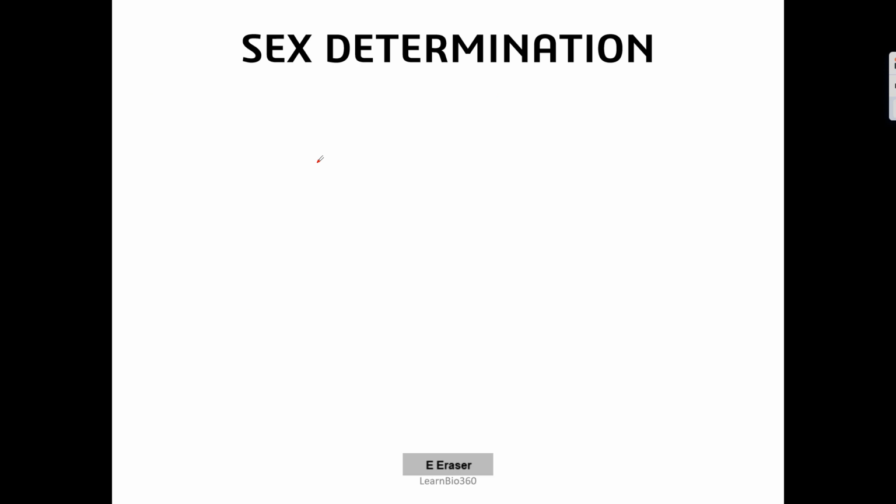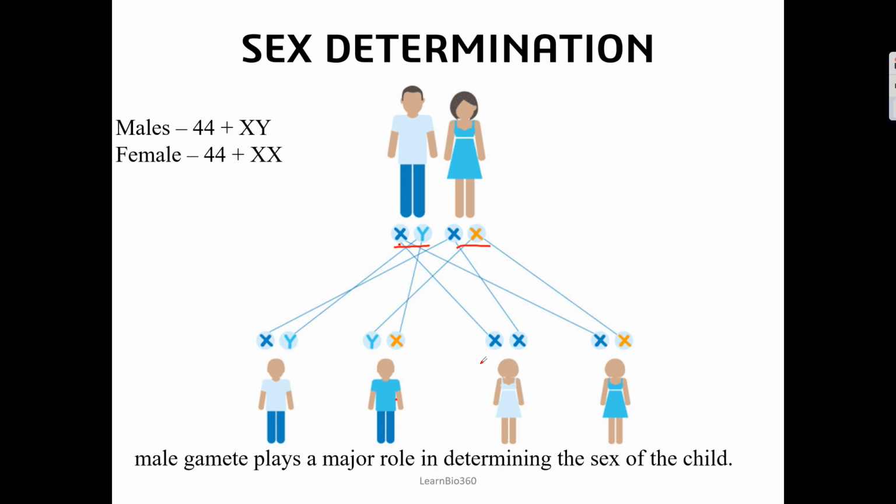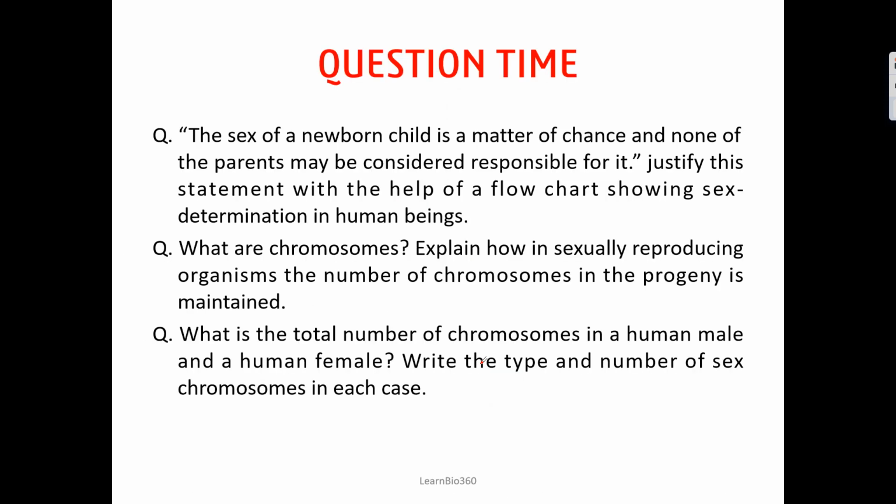So if you look at it in the diagrammatic way, if you have XY male and XX female, when X fuses with X, it forms XX. When X fuses with this X, it will form XX. And when X fuses with this Y, this will form XY. And when this X fuses with Y, this will form XY. So you can see here, according to this chart also, there is a 50% chance for males and a 50% chance for females. Try to solve these questions.